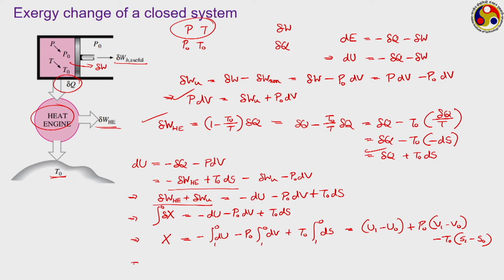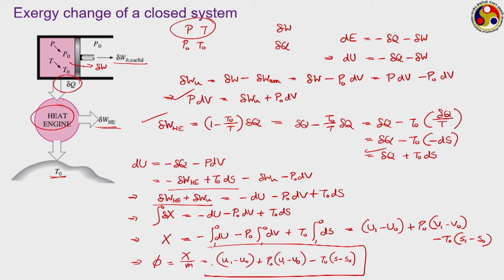Quite often we write this one on a per unit mass basis, which is the symbol phi, which is nothing but capital X divided by m. So, that can be written as u1 minus u naught plus P naught into small v1 minus small v naught minus T naught into small s minus small s naught, and this is the exergy of a closed system at a given state point 1. So, once you know the initial state point in terms of whatever properties, say pressure and temperature, you can easily calculate the expression for the exergy of this closed system.